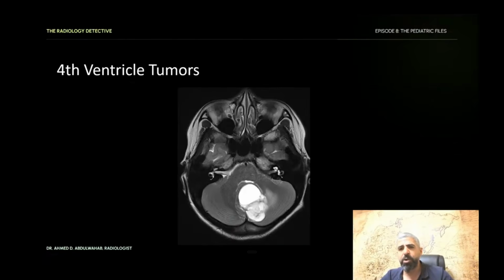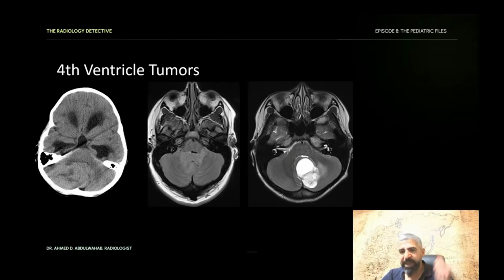Let's go to the third tumor. This is a cyst with a bright nodule. What is it? Fourth ventricular tumor, a cyst with a nodule. It's a pilocytic astrocytoma. Hemangioblastoma is a possible differential diagnosis. However, the nodule is hyperintense on post-contrast images. Okay, pilocytic astrocytoma is way more common than hemangioblastoma.